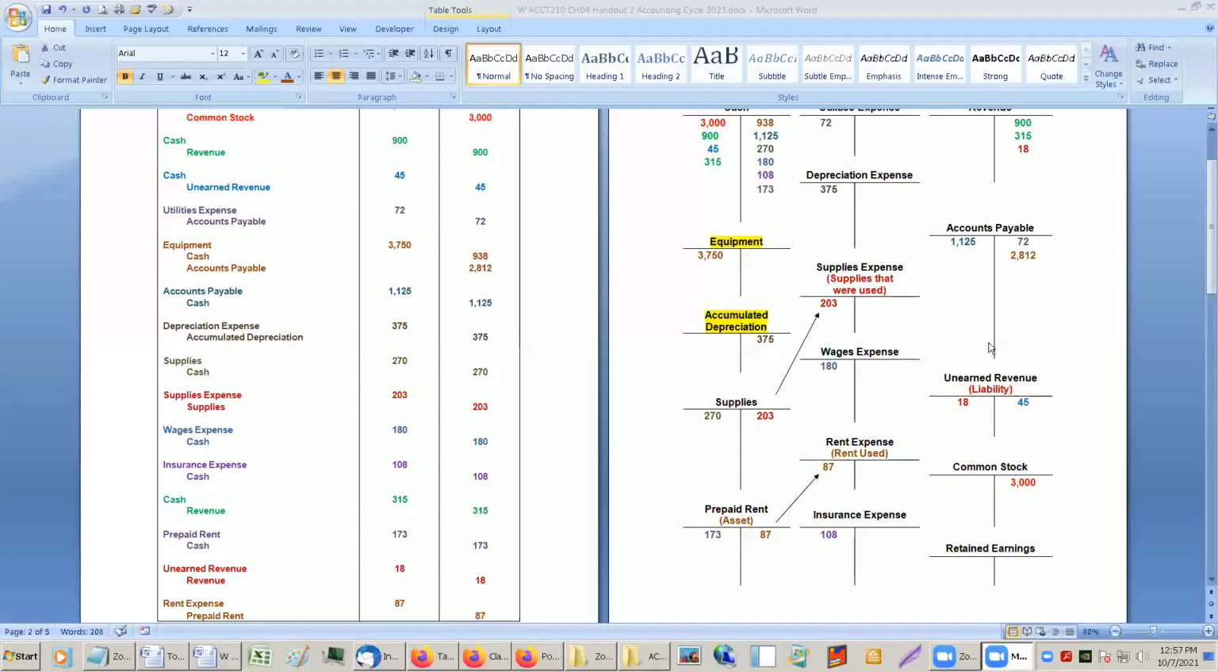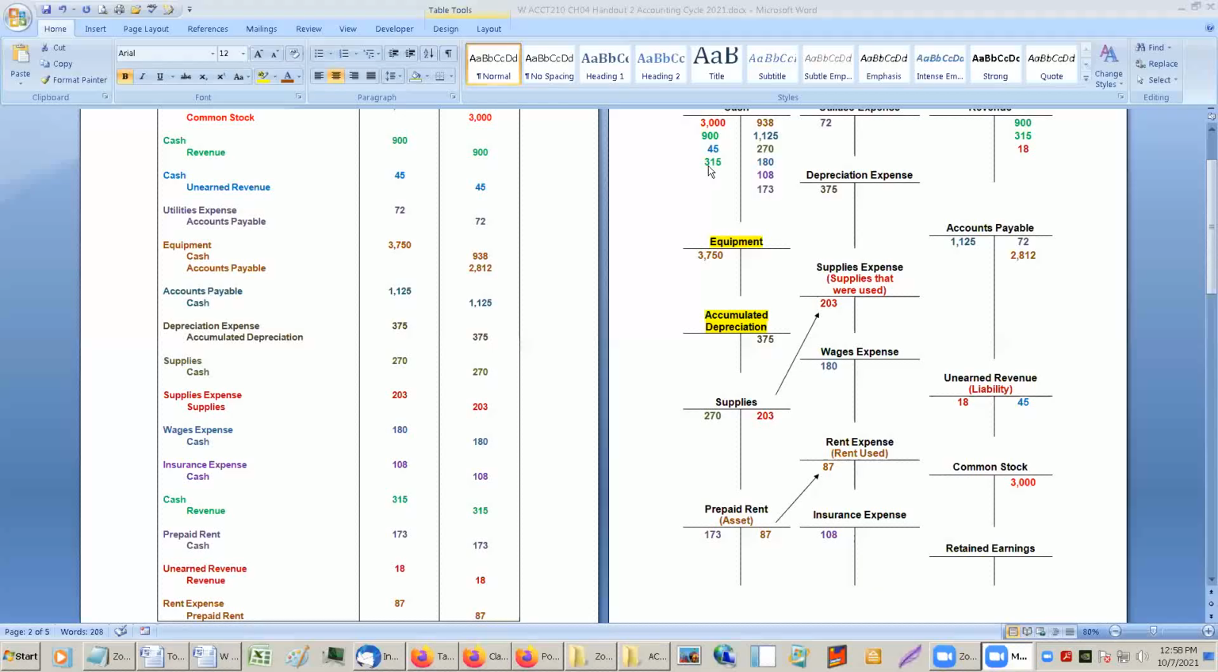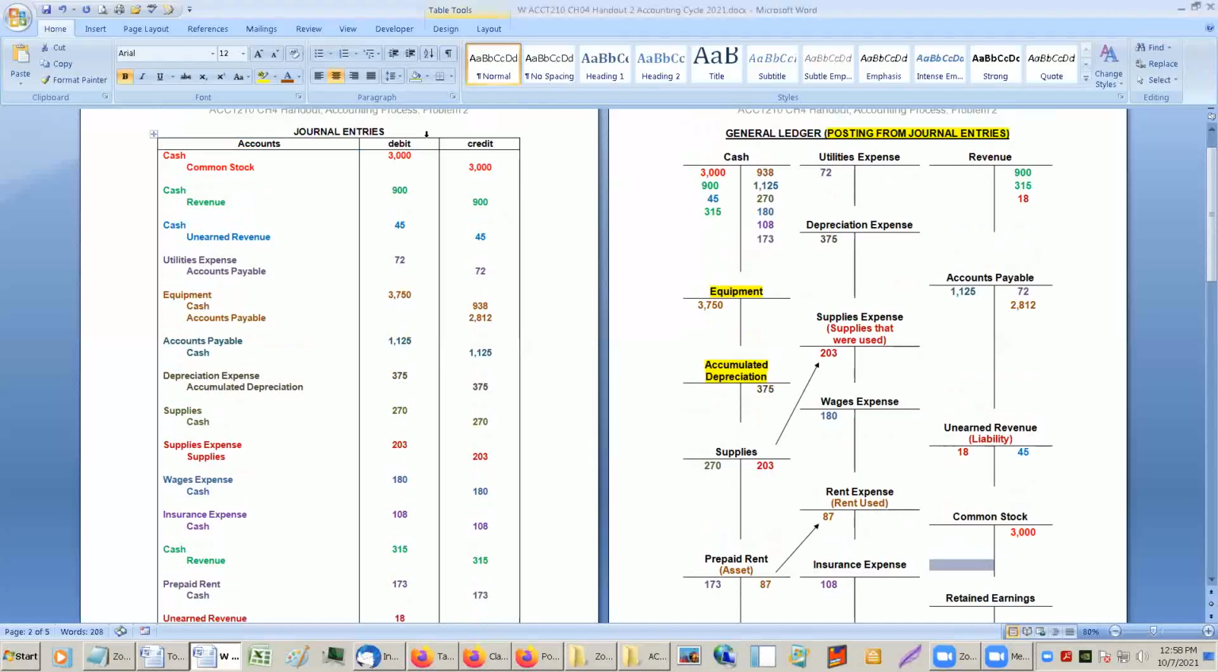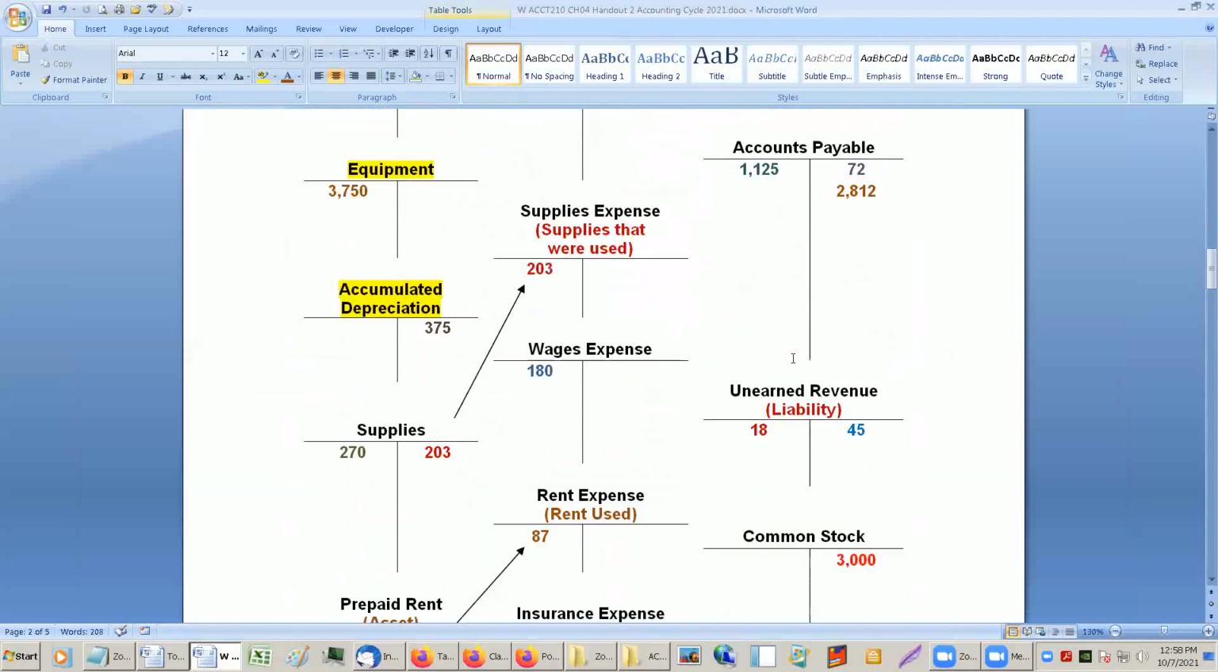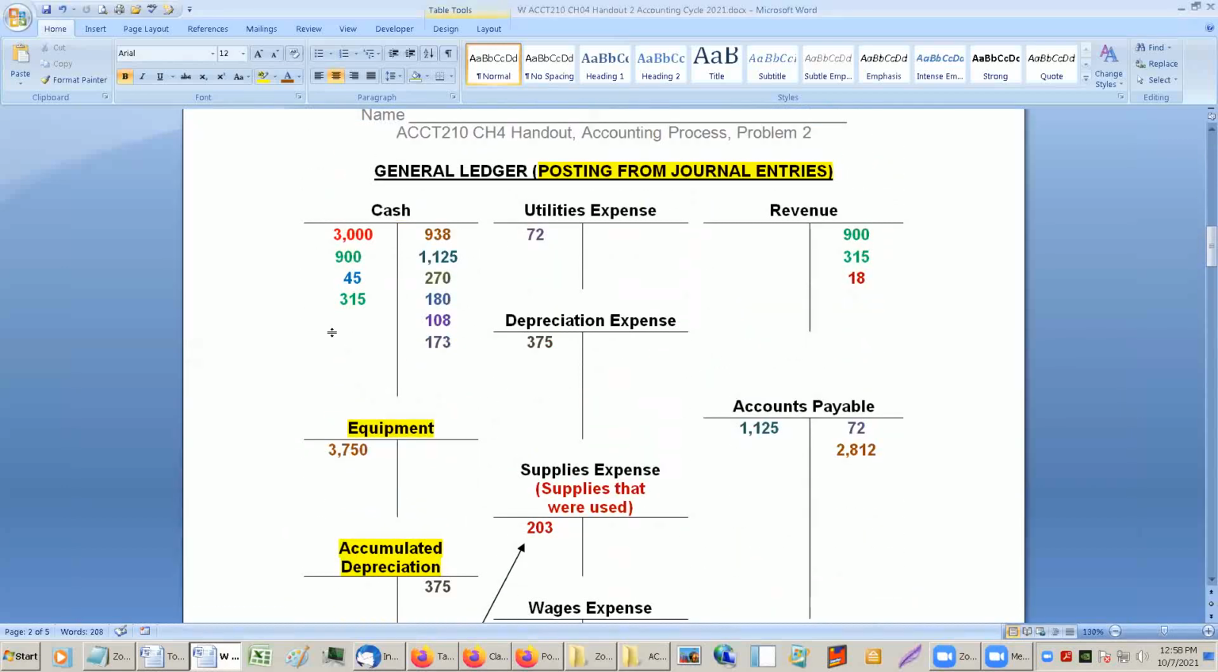Okay, well, I think we got everything. By the way, if you're ever wondering, do I have everything in there? One thing you can do is count up how many numbers you have, and then make sure you have that many numbers in the general ledger before you start totaling them up. Because each one of those numbers should be in here somewhere. Okay, so let's do the hard one first.